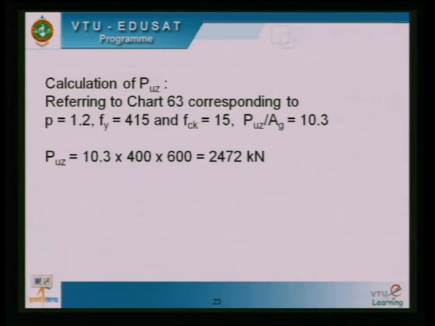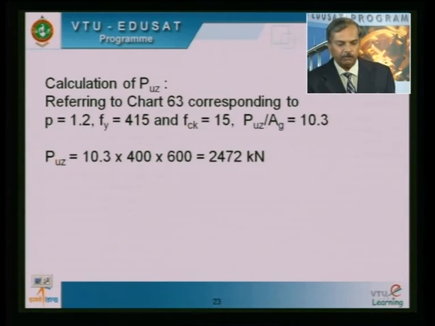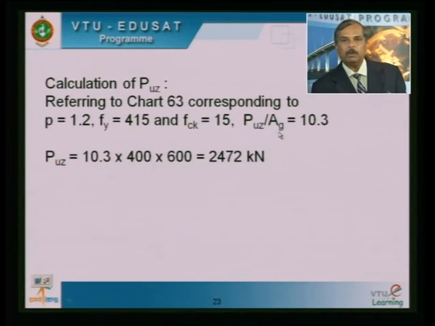Calculation of Puz. In the previous problem, this Puz was calculated because we have the expression for Puz, but SP16 also gives a chart for determining Puz. I just wanted to tell the student about this. So that is why this particular problem has been worked out with that chart. Percentage of steel is required for that, 1.2%. Fy and fck are the two parameters, and of course Puz by Ag is the value you get from the chart, which is 10.3, so that when 10.3 is multiplied with Ag, you can get Puz.